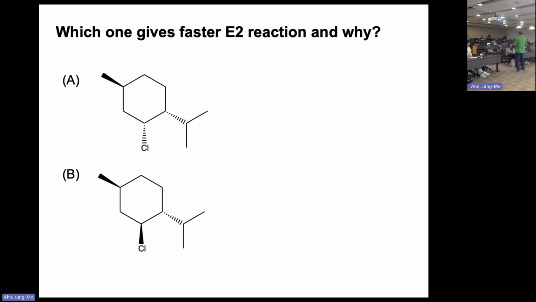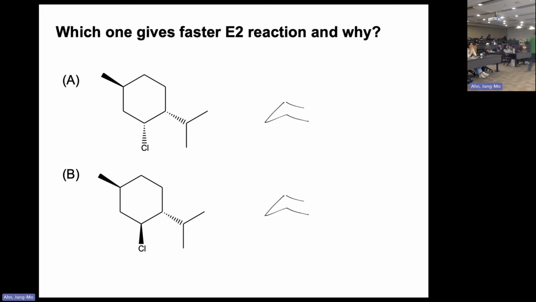Perfect. The next question: there are two molecules given here. Which one will make an E2 elimination go faster? How can you figure it out? They are kind of similar, right? Same structures, except this one has the chlorine cis to the isopropyl, and that one is trans to the isopropyl. That's the only difference. So how can we figure it out?